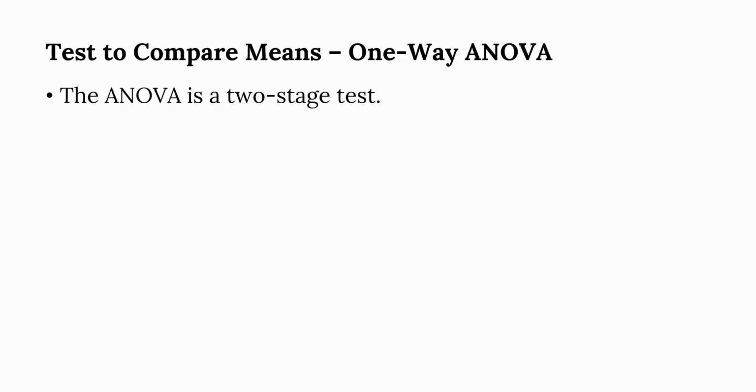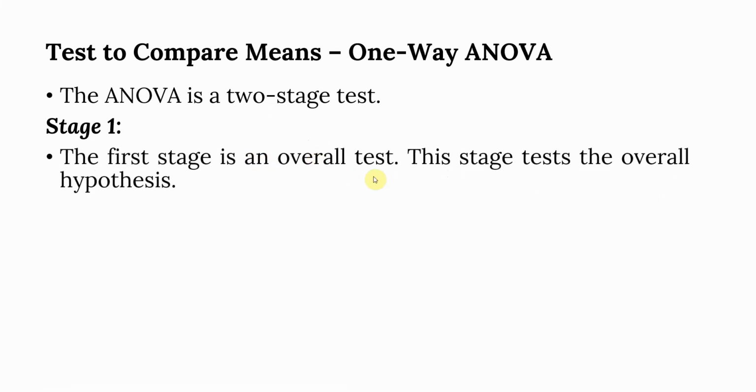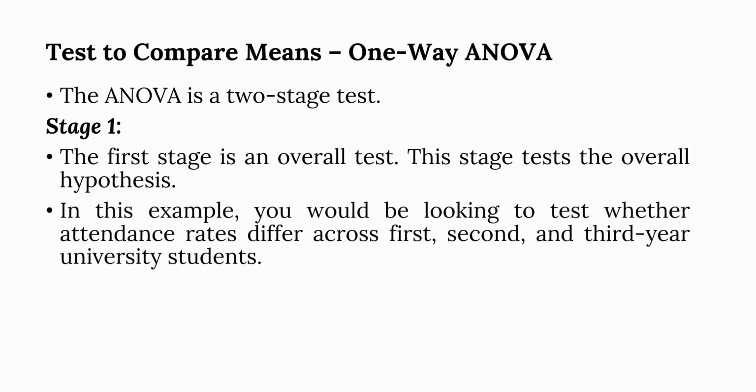Now, the ANOVA is a two-stage test. Your stage 1, the first stage, is an overall test. This stage tests the overall hypothesis, that is, whether or not there are significant differences for that variable of interest or your central variable across all groups. Not specific comparison between the groups, but overall whether or not there are differences. Now, in this example, you would be looking to test whether attendance rates, that is the earlier example, differ across first, second and third year.